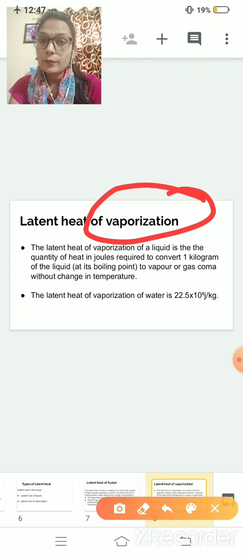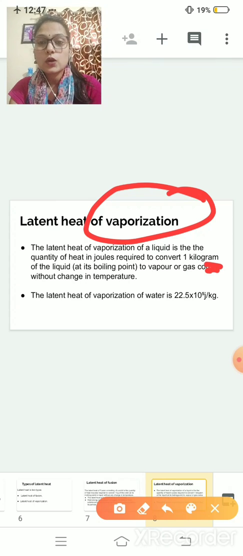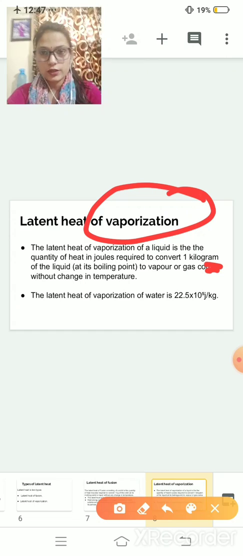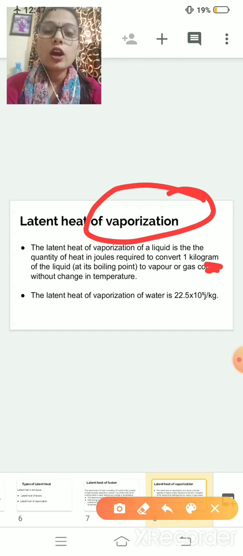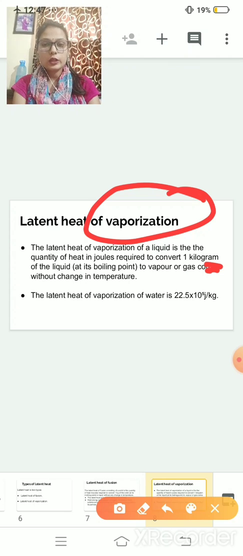So what is the definition of latent heat of vaporization? The latent heat of vaporization of a liquid is the quantity of heat in joules required to convert 1 kilogram of liquid at its boiling point to vapor or gas without change in temperature. It is known as latent heat of vaporization. What do you mean by latent heat of vaporization? That heat which is required to convert 1 kg of liquid into gas.